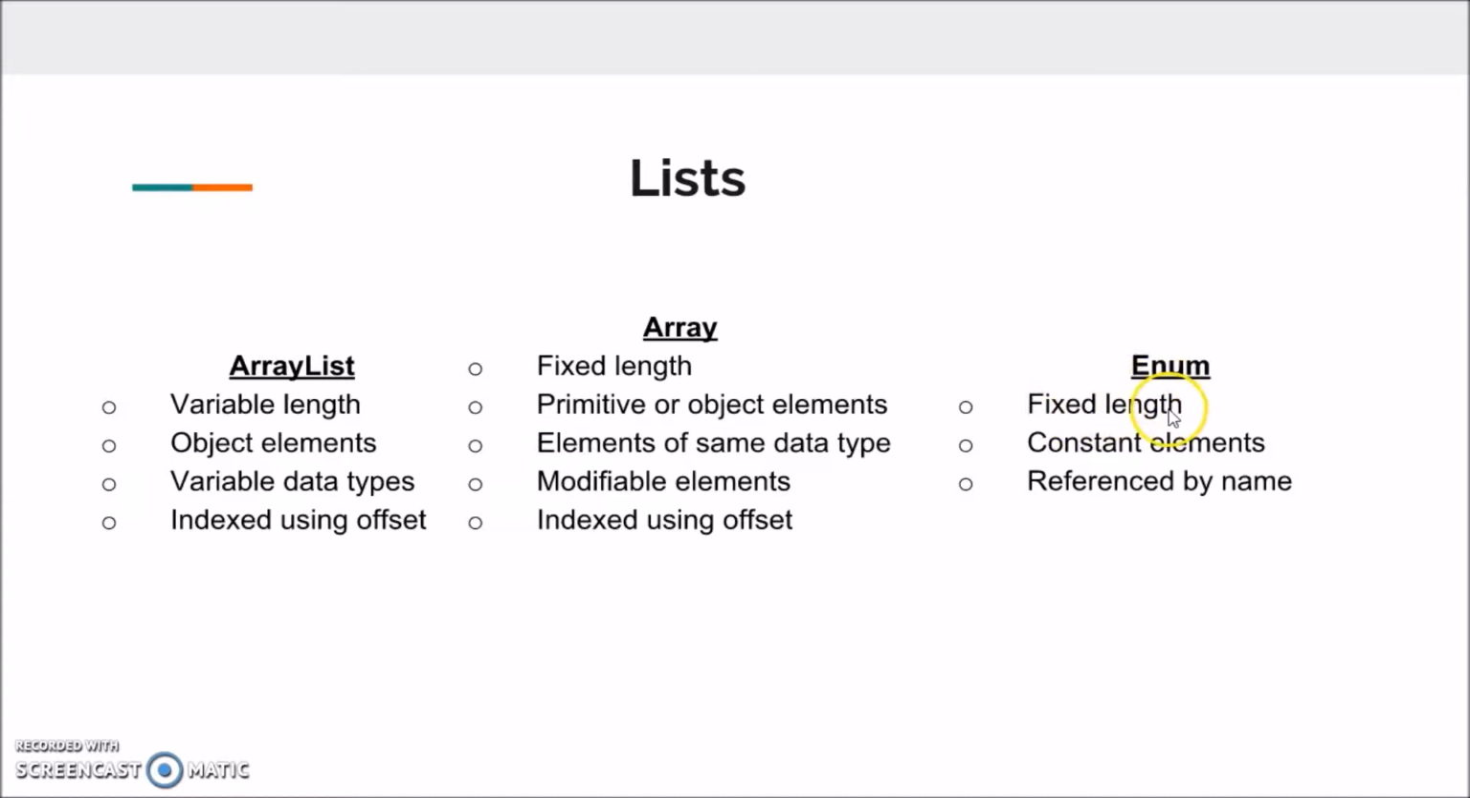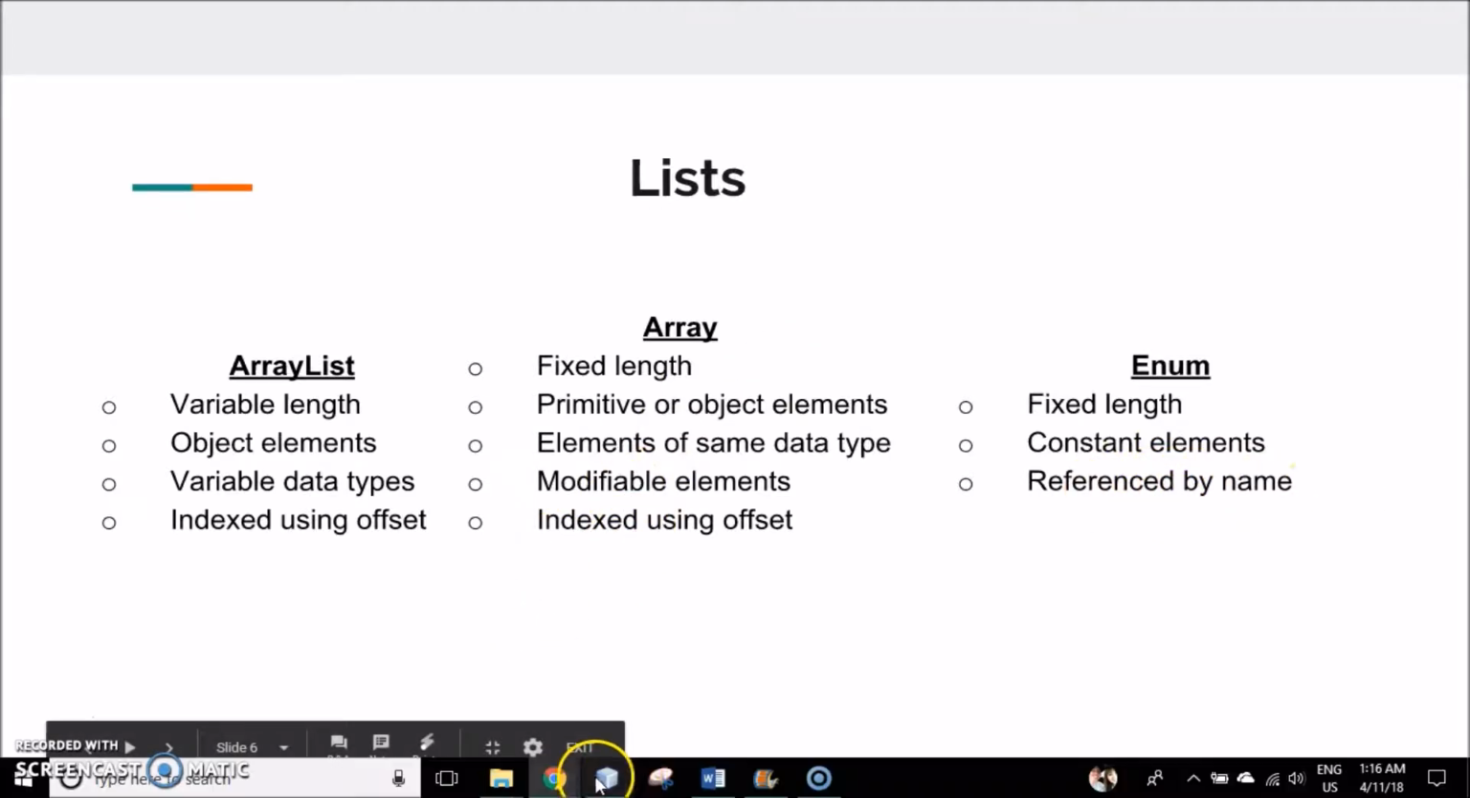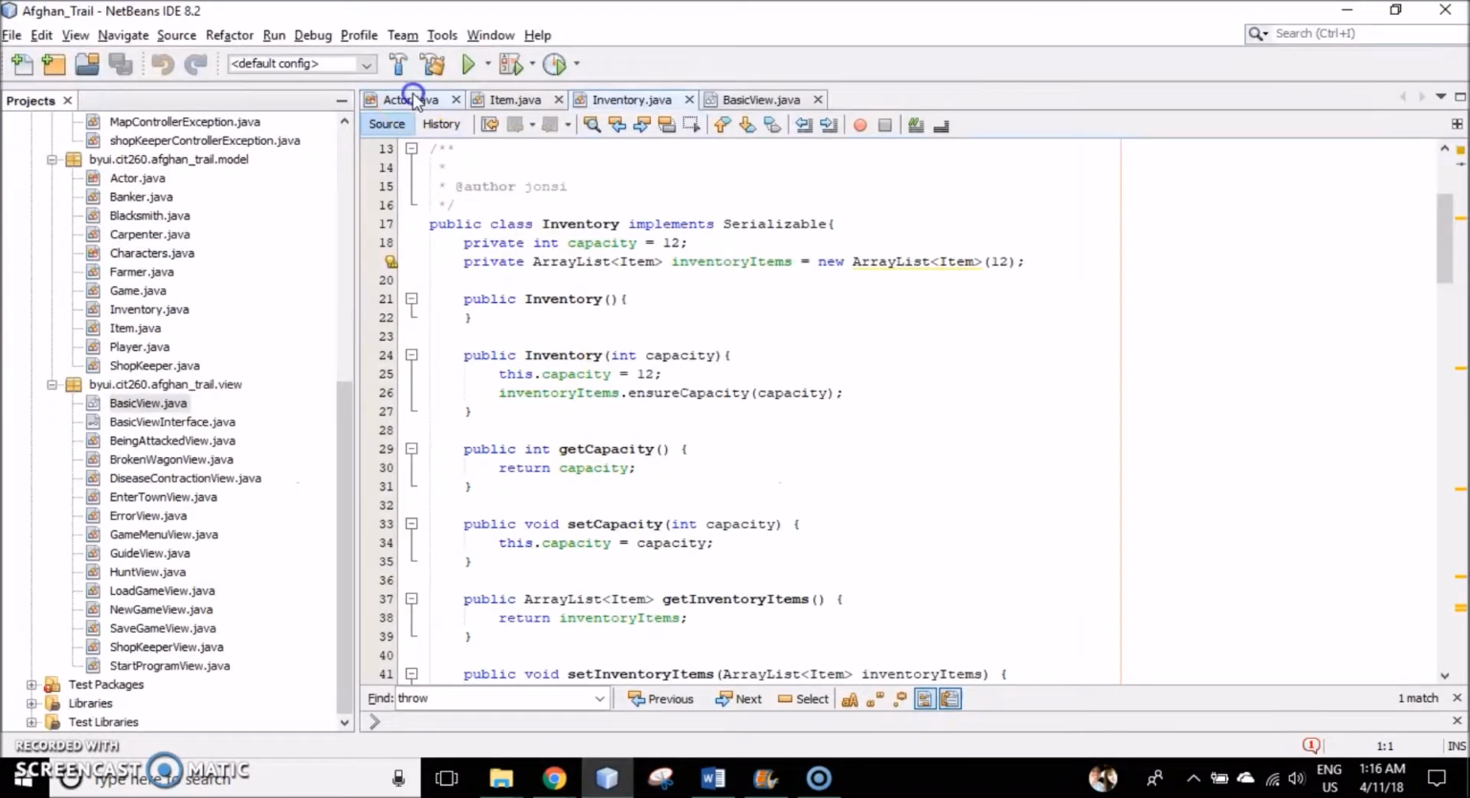Enums are of a fixed length, and they're constant elements. This is the most solid of the containers. You reference it by name, whereas with the other ones you're referencing by index. I'll show you a few examples in the code.